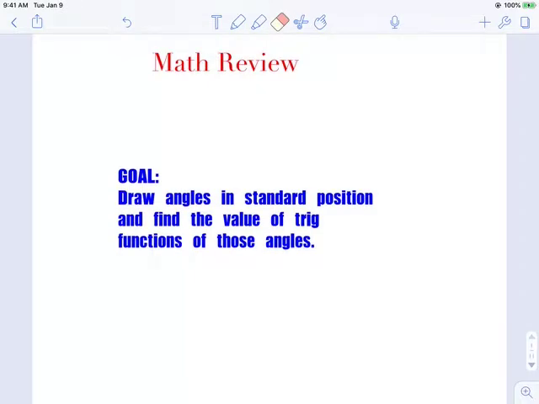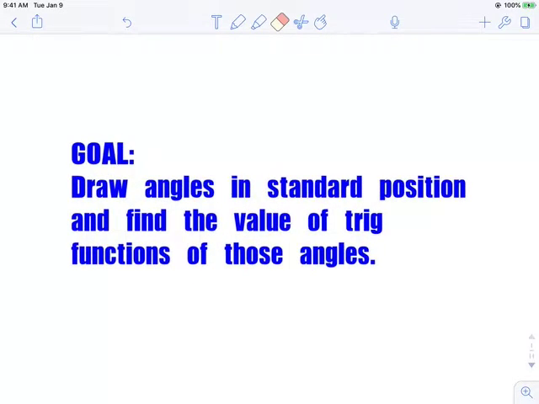So here's what we're doing today. Draw angles in standard position and find the value of trig functions for those angles. So you probably need a calculator at some point today, so have that handy. Get mine out too.